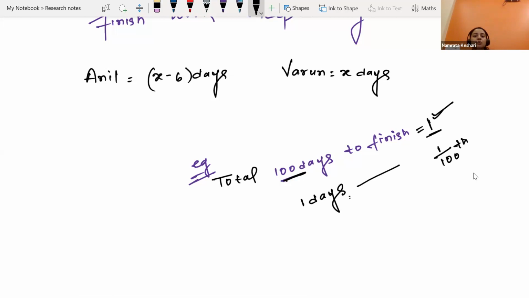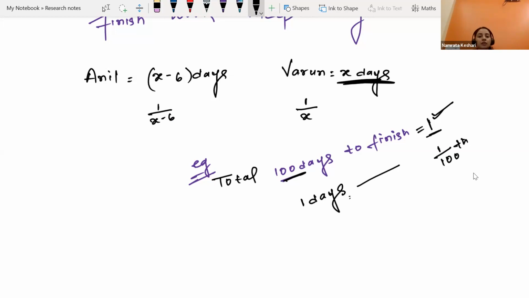Similarly, if Varun can complete a certain task in X days, then in one day he can do 1/X part of the work. This is the efficiency of Varun. And Anil can do 1/(X minus 6) part of the work in one day. This is the efficiency of Anil. Efficiency of Varun is 1/X, that much work he can do in one day. Efficiency of Anil is 1/(X minus 6), that much work he can do in one day.